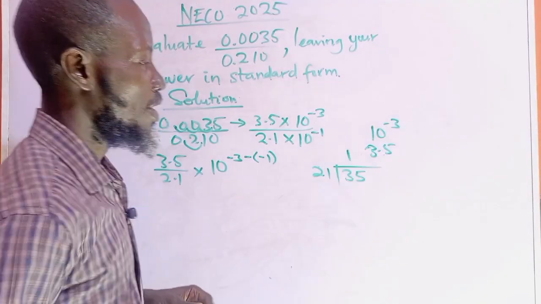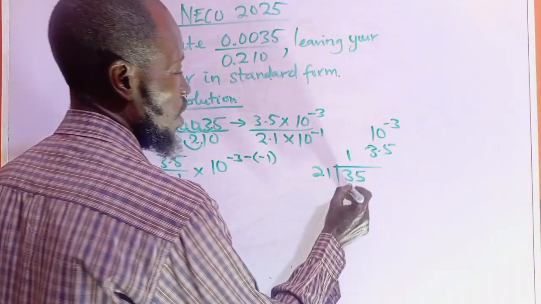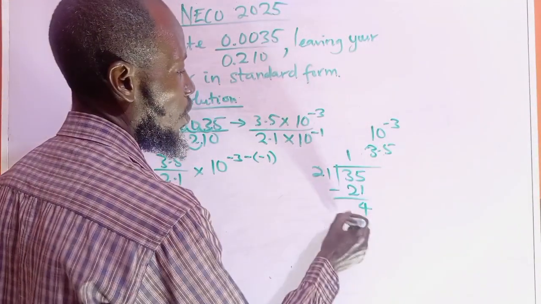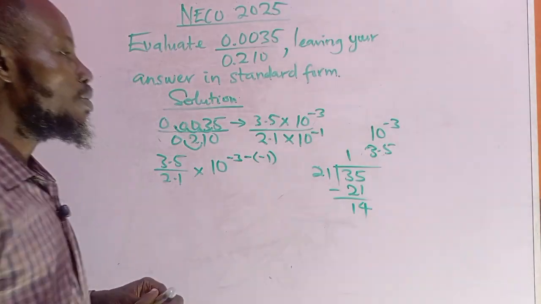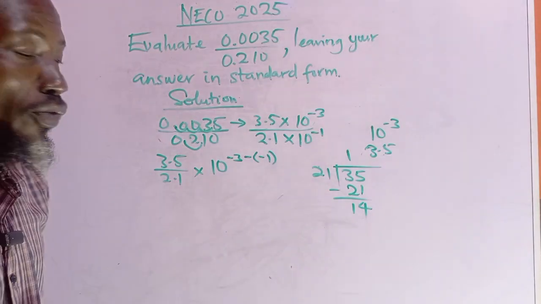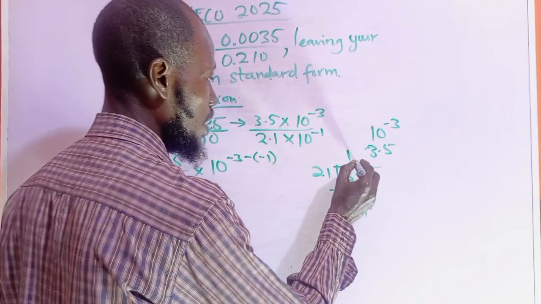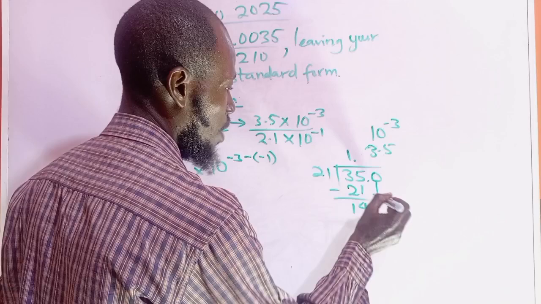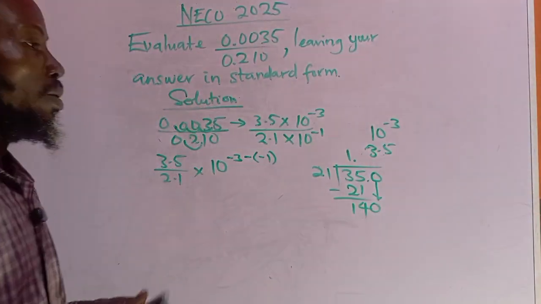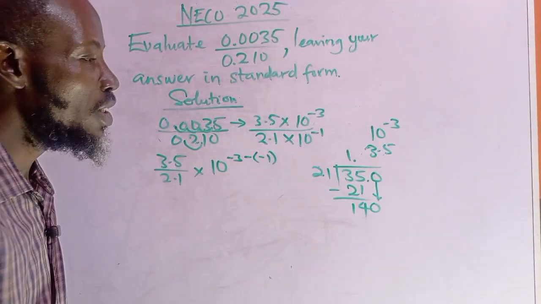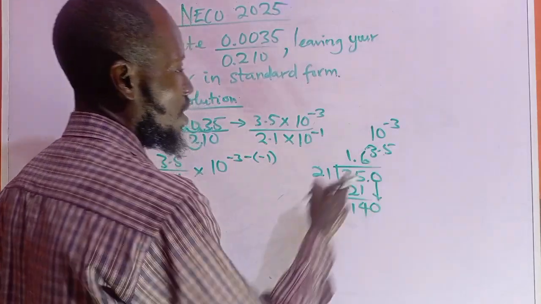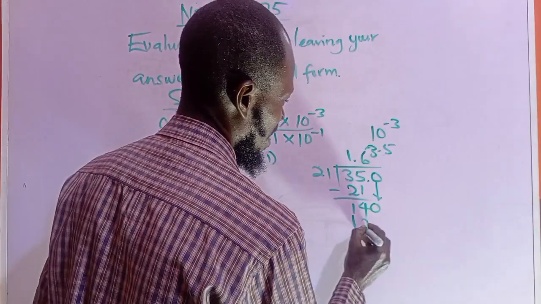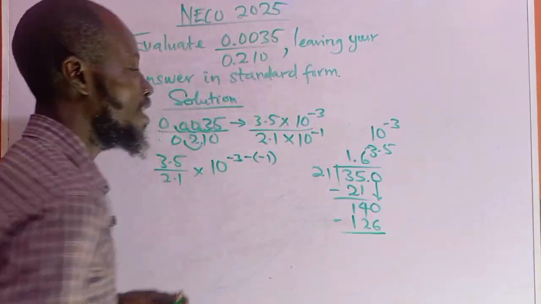That is 1. So 1 times 21, we are going to have 21. Then we subtract, so we have 14. Now 21 can no longer go in 14, so we put a decimal point, then introduce 0 here and bring it down. Now we have 140. 21 in 140, we are going to have 6. And 6 times 21 will give us 126. So let's subtract again.